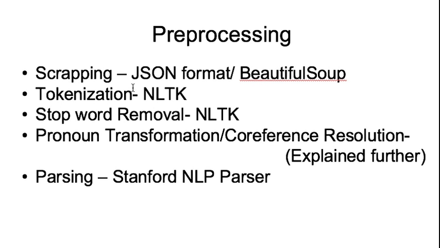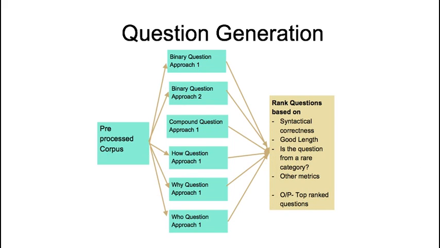Then we have tokenization using NLTK. Then we have stop word removal, again using NLTK. Then we have pronoun transformation and coreference resolution, which will be explained further. And then we have parsing using Stanford's NLP parser. Our approach is to have multiple independent modules for generating questions of different types. Then we want to use a single question ranking system for selecting top questions.